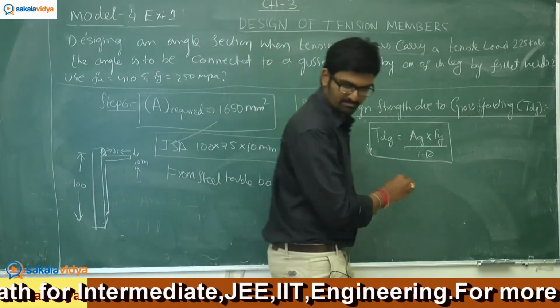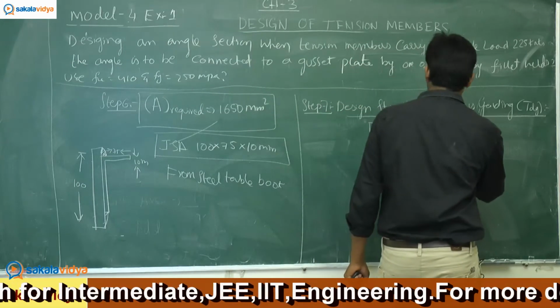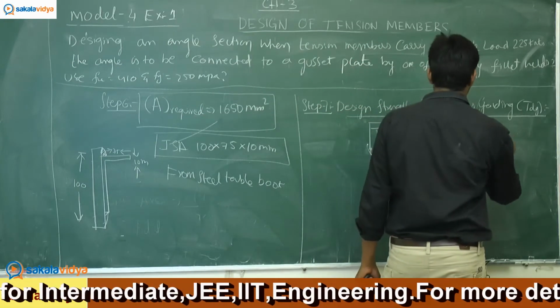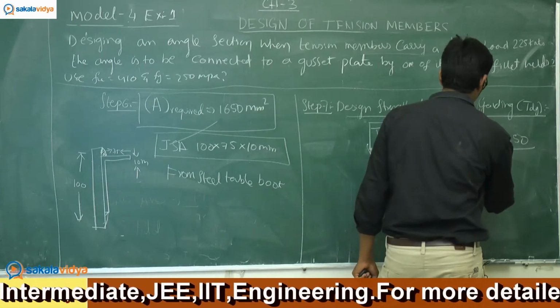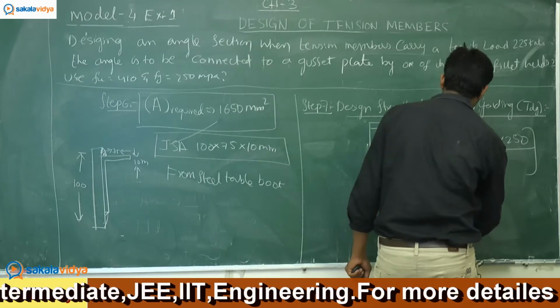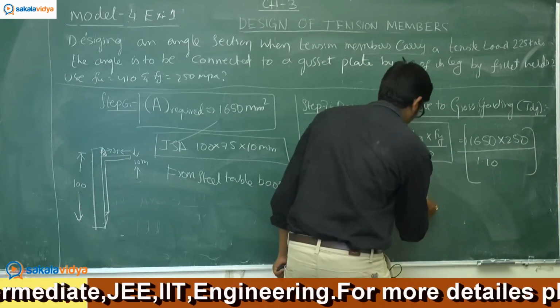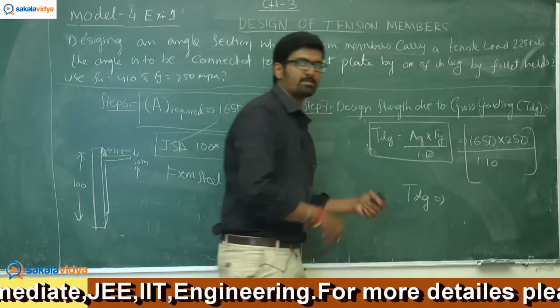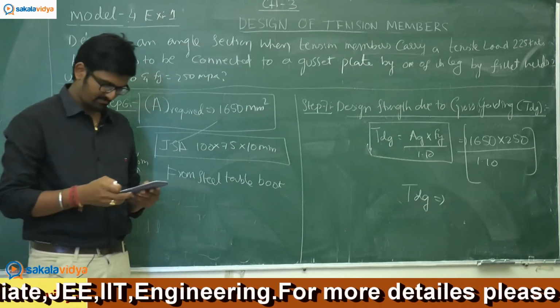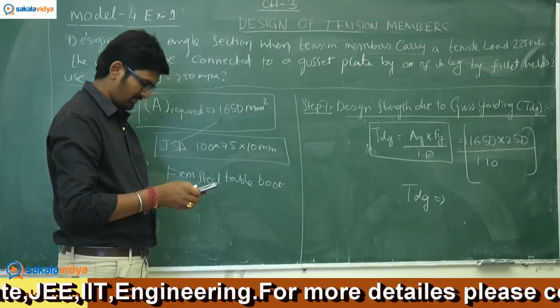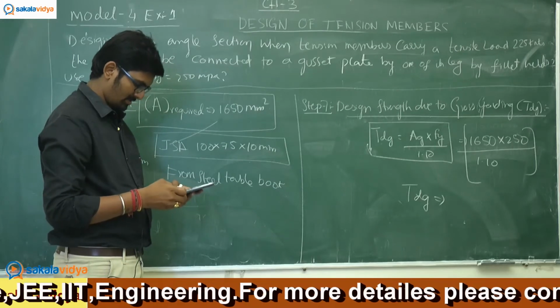So 1650 mm square is multiplied with 250 divided by 1.10. Now let us calculate the value. So Tdg. From here all the design steps are common as in your previous problems. So 1650 is multiplied with 250 divided by 1.10.